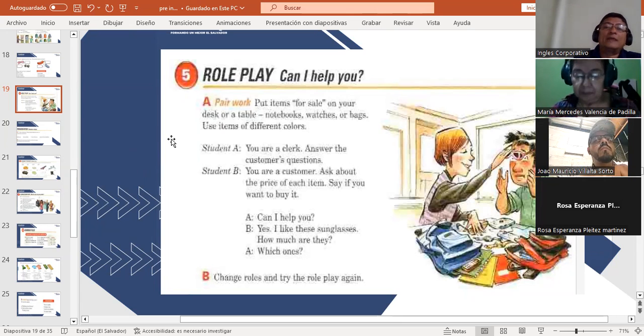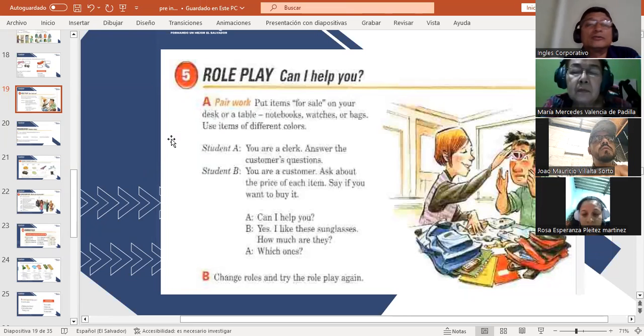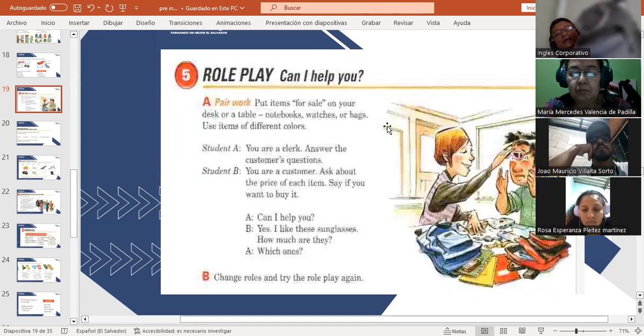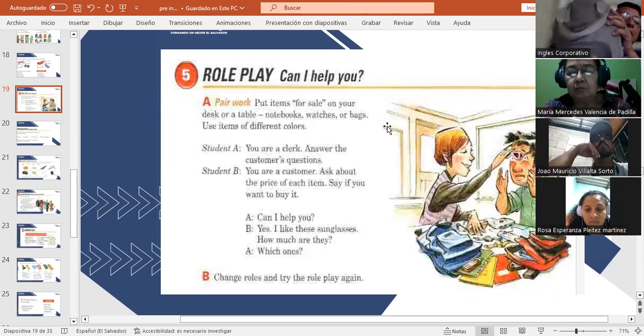It says, put items for sale on your desk or table: notebooks, watches, or bags. Use items of different colors. But we're not in a classroom, we are at home, so you're going to take things like your cell phone, maybe a backpack. I have a backpack here. My daughter's backpack is near me, so I would like to sell this. You can ask me.